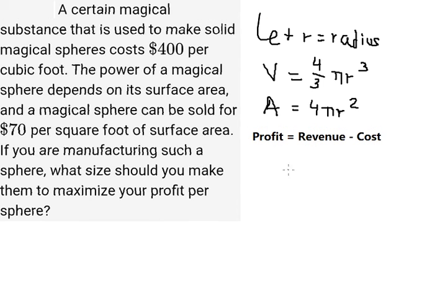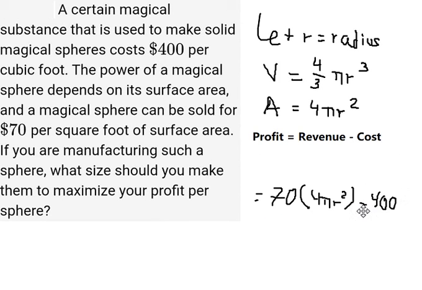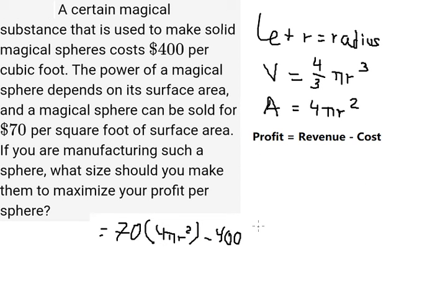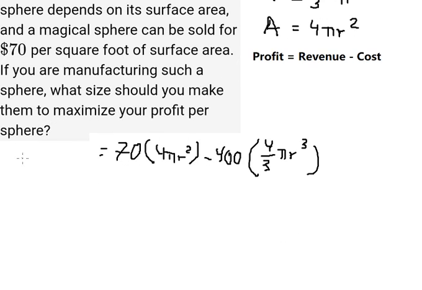So the revenue should be 70 multiplied by 4πr squared, minus the cost, that is 400, and we put 4/3 πr to the power of 3. That's the volume. Now we have the function f of r.